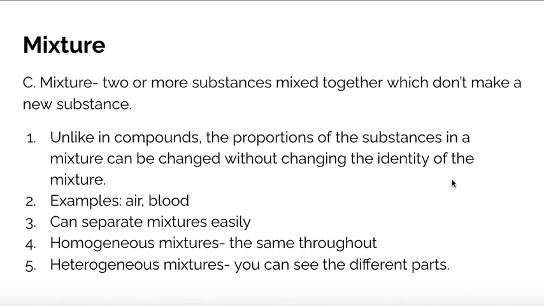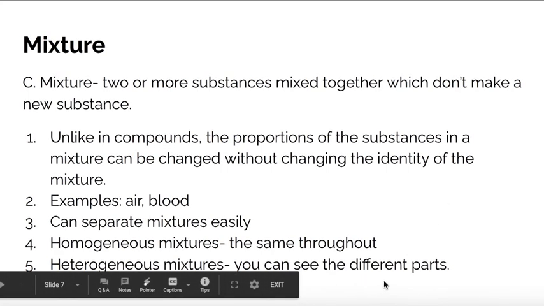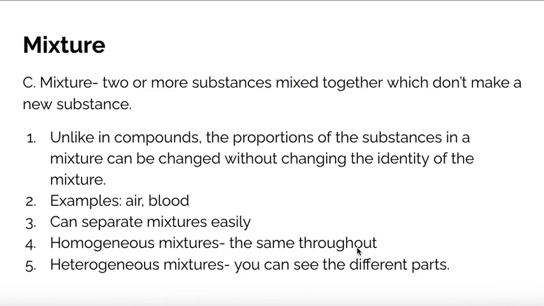Other examples of this kind of mixture include tacos, vegetable soup, a toy box full of toys, or a toolbox full of nuts and bolts. Anytime that you can see the different parts, that's considered heterogeneous. Anytime you can't see those different parts, it's considered homogeneous.